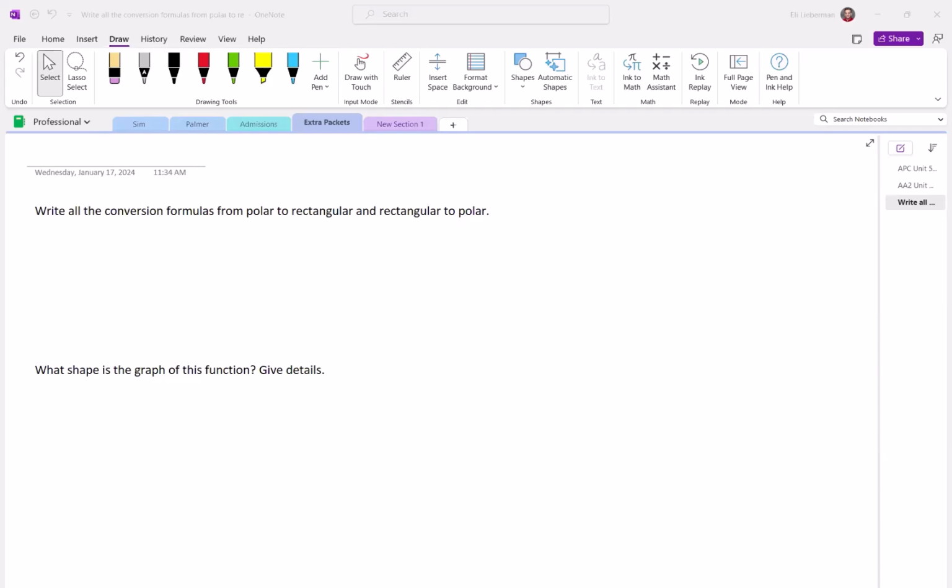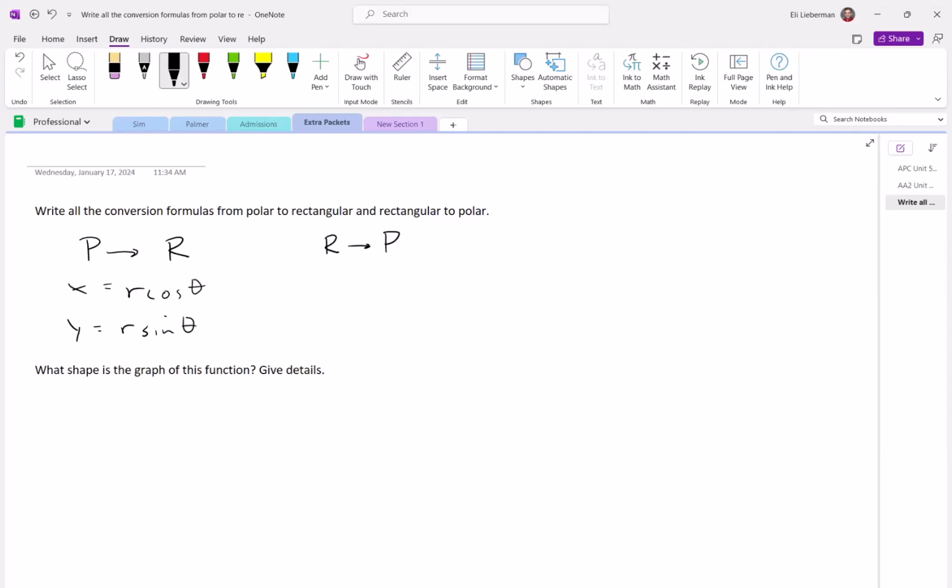So, conversion formulas for polar to rectangular. If we're going from polar to rectangular, that means I have r and theta, and I want to get x and y. So x is equal to r cosine theta, and y is equal to r sine theta. If I'm going from rectangular to polar, that means I have x and y, and I'm trying to get r and theta. So you may remember that r equals plus or minus the square root of x squared plus y squared, and theta is equal to tan inverse of y over x. So those are the four.